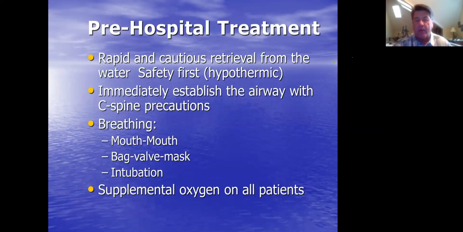When you get any drowning victim in, immediately assume that there's a C-spine injury. You want to establish an airway, and when you do so, maintain C-spine precautions. I'll talk about that in a few slides. Breathing can be mouth to mouth or bag valve mask as long as you have a good seal. Intubation can be helpful, but supplemental oxygen on all patients. All drowning victims need supplemental oxygen. Why? It's easy. They've got damaged lung tissue and a decrease in the ability of the lungs to work properly, so any help that you can give is important.